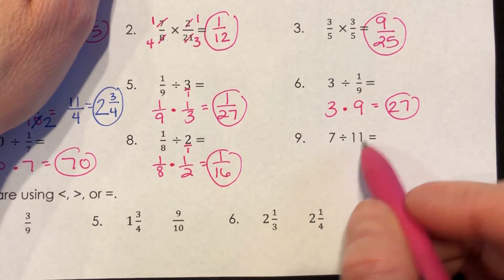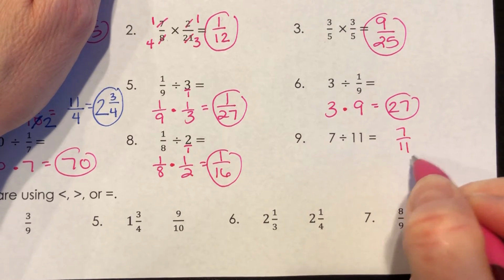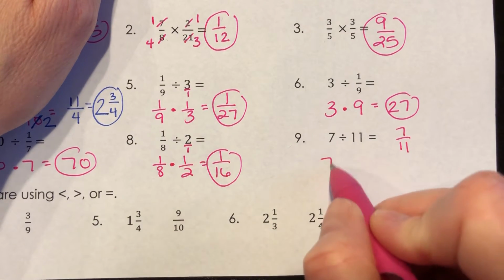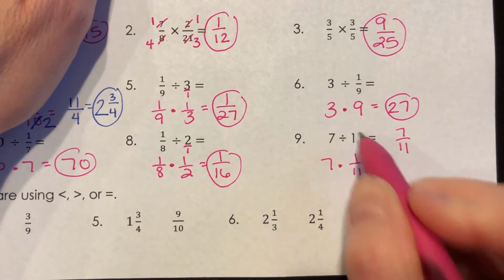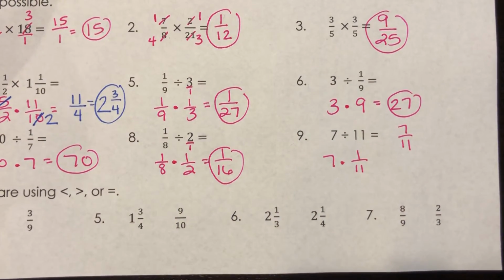7 divided by 11 is 7/11. We get that by taking 7 times 1/11, which is the reciprocal of 11.